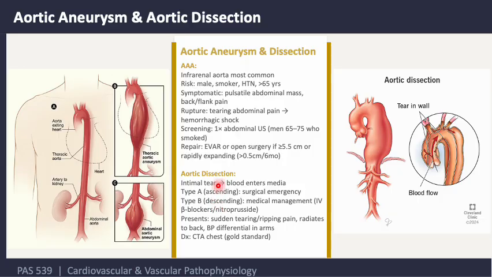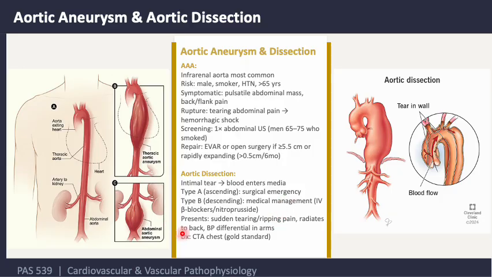You can also have an aortic dissection. It kind of looks like an aneurysm from the picture. However, there is an intimal tear and blood will enter the media. So through here you can see there's a small tear, and blood starts to enter and it forms what ends up looking like an aneurysm.